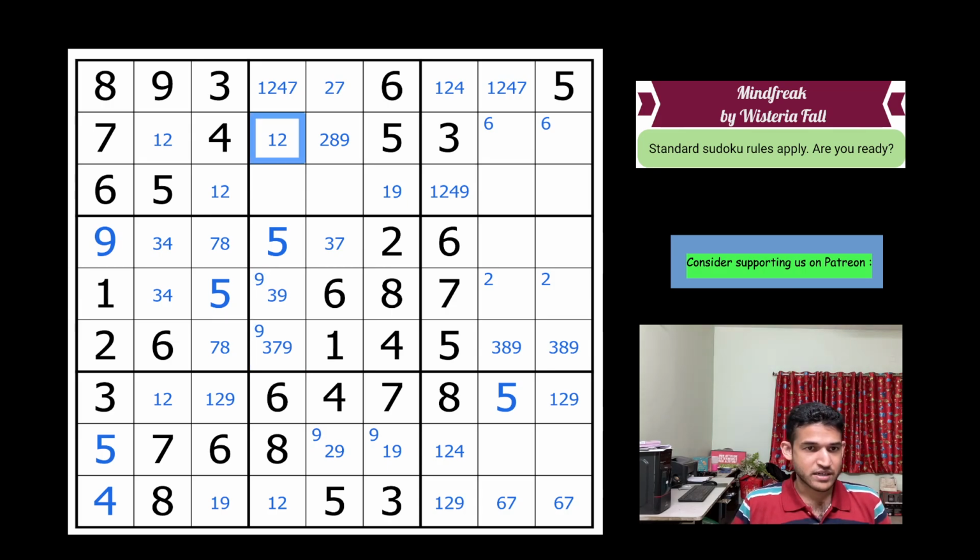Now you can see this is really gorgeous. You have a 1, 2 pair here, not only in row 2, and you also have a 1, 2 pair in column 4. So that means this is not 1 and 2. This is not a 2 because of this 1, 2 here.